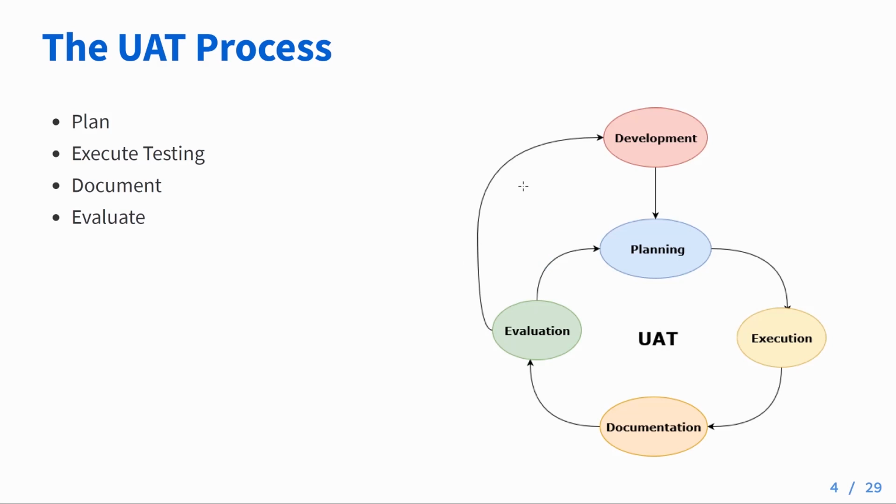So here we have a diagram of the UAT process. The UAT process revolves around development and planning. First things first, our developers are going to create new code and make customizations. After that, our UAT team is going to go into planning. Here, they're going to plan for the UAT process and jump into the execution. From execution, we're going to go to documentation. From documentation to evaluation. And from evaluation to the development cycle as well.